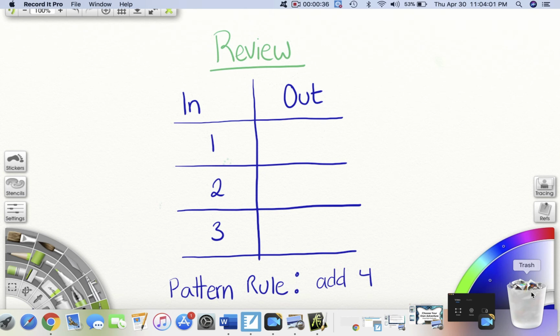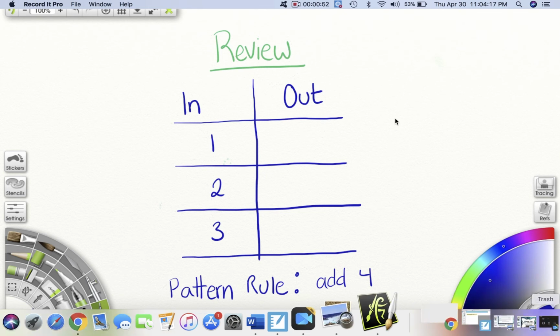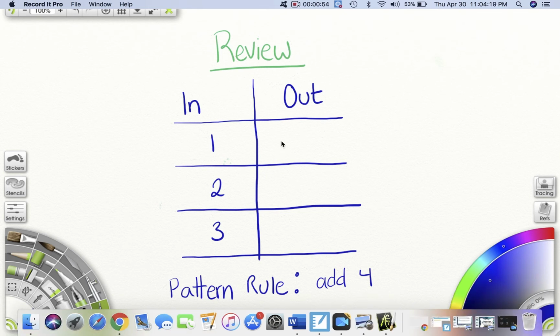Today we're going back to those input and output charts. However, this time around we're doing something beyond just adding and subtracting. We're going to start doing a little bit of multiplication and division. So how this works, first of all we're going to do a little bit of a review, and then we're going to go into some more complicated pattern rules.